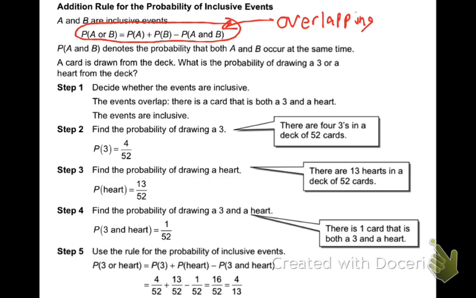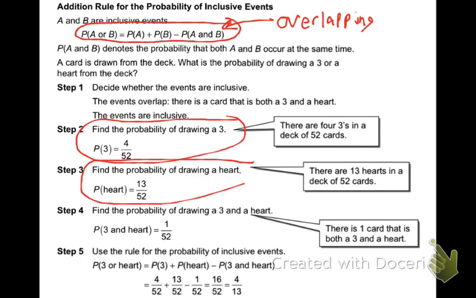Okay, so for example here, it says a card is drawn from the deck. What's the probability of drawing a 3 or a heart from the deck? Well, let's start here. What's the probability of drawing a 3? 4 out of 52. What's the probability of drawing a heart? 13 out of 52. Now, what's the probability of drawing a 3 and a heart? How many 3 of hearts are there? 1. So there's one event that overlaps.